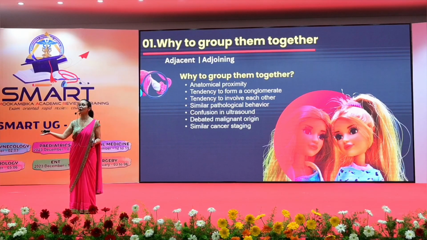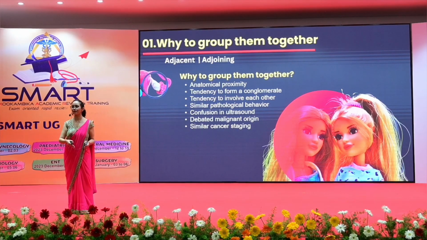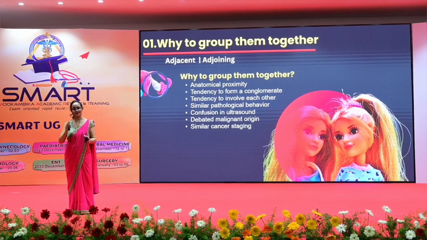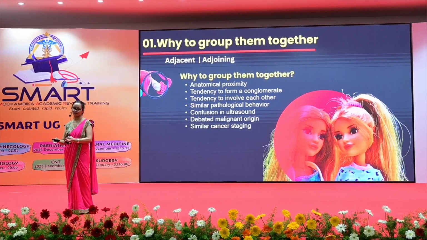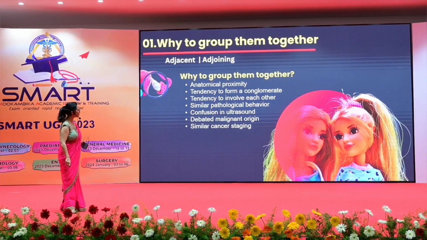Saying that actually the ovarian cancer, which we were treating for ages, for centuries as ovarian cancer, actually starts in the fallopian tube. Still, we are not clear whether the cancer starts from the fallopian tube or from the ovary. So they have a similar kind of debated malignant origin.